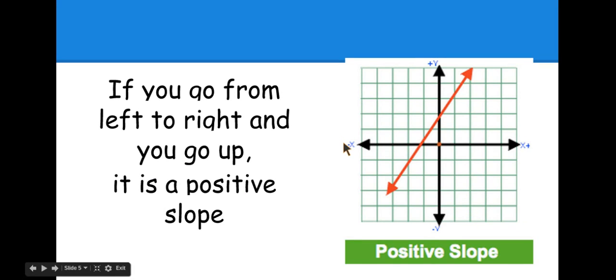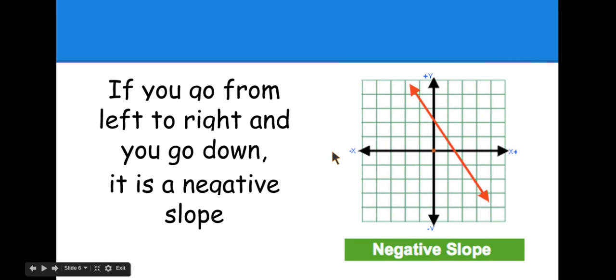If you go from left to right on a graph and your line is in the up direction, it has a positive slope. If you go from left to right on a graph and your line is in a down direction, the slope is negative.